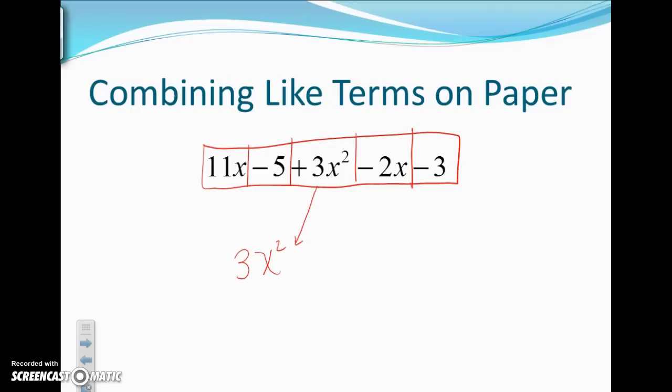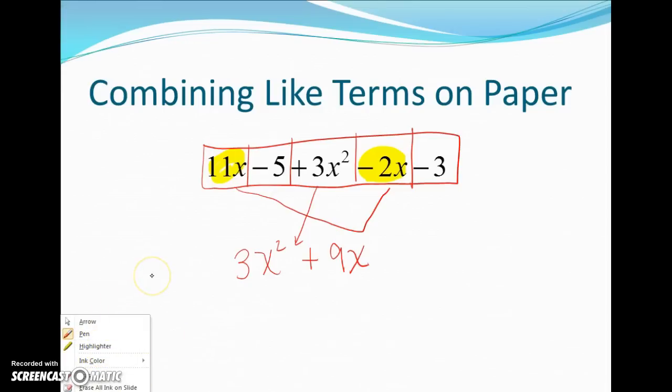Now, what else are like terms? Here, 11x, and then minus 2x. They are like terms. So let's combine those two. 11x minus 2x will give you 9x. And since it's positive 9, I'll put a plus sign right in front of it.